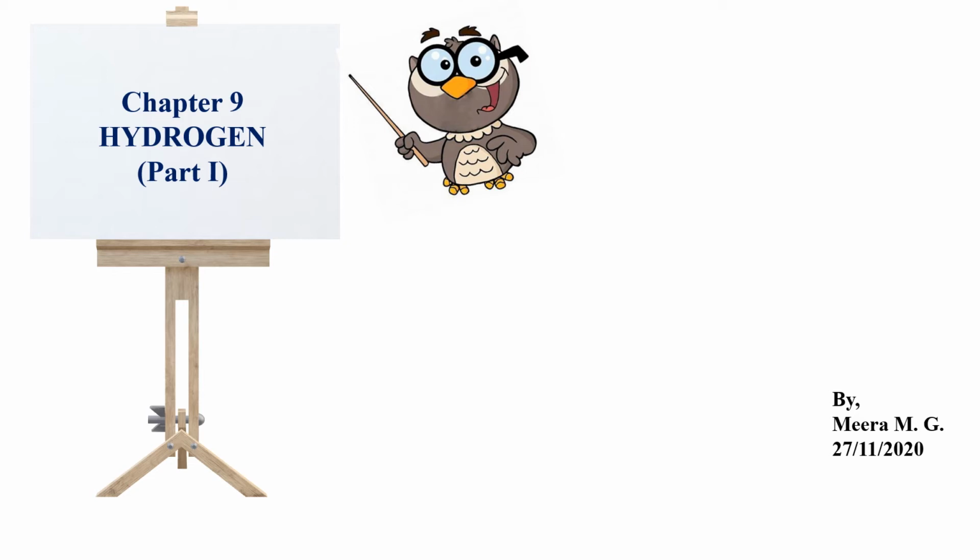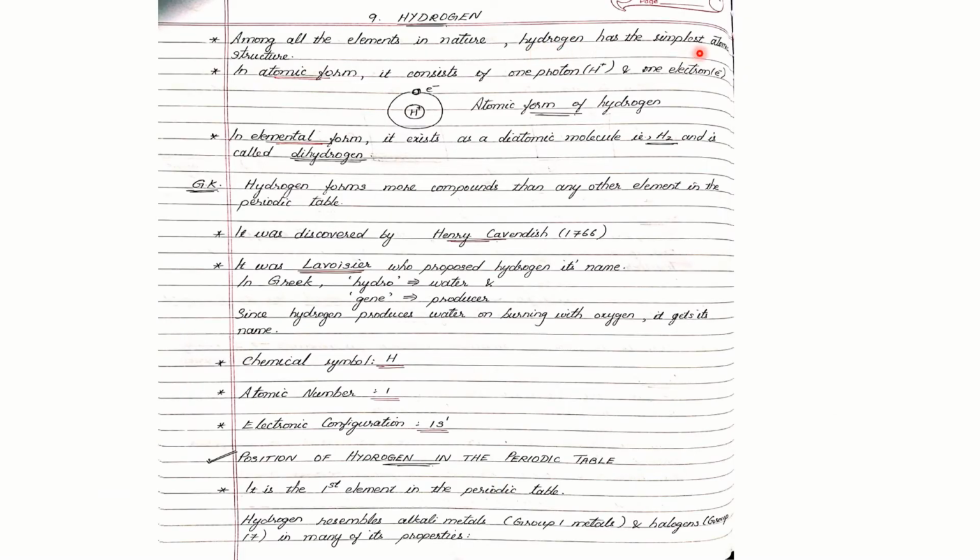Welcome back, students. In today's video, I'll start chapter 9, which is hydrogen. Hydrogen has the simplest atomic structure of all elements that are found in nature. In atomic form, hydrogen consists of one proton and one electron. However, in elemental form, it exists as a diatomic molecule, that is H2, and this is called dihydrogen.